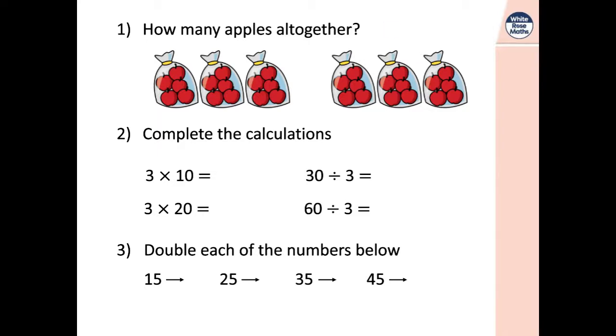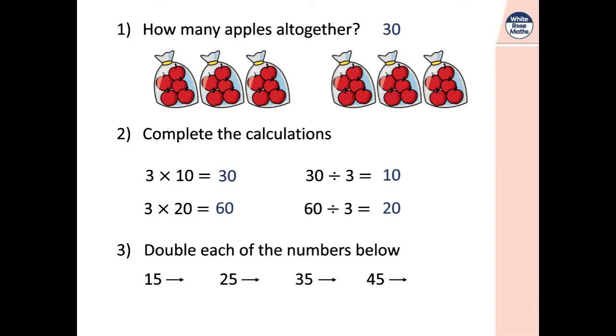Okay, so how many apples are there together? So there are 6 bags of 5. So 6 times 5 is 30. Complete the calculations. 3 times 10 is 30. Then we do 30 divided by 3 is 10, using those same related facts. So that's our inverse there. 3 times 20 is 60. And 60 divided by 3, the only number we haven't used from this calculation, 20. Okay, so you can see how these are inverse. We use the same numbers in different order using the opposite calculation.